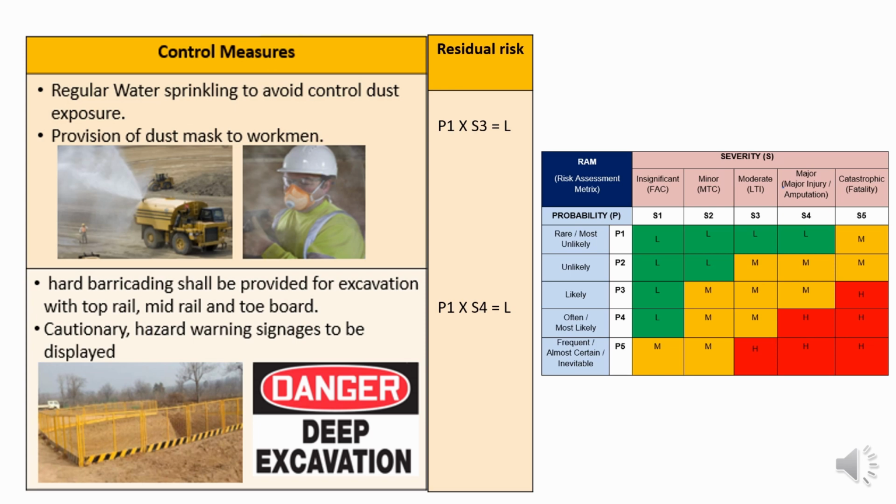with application of the risk assessment matrix. In the second case, where the open excavation edges were there, hard barricading shall be provided for excavation with top rail, mid rail and top board. The second control is cautionary hazard warning signages to be displayed. By application of these controls in open excavated edges, the likelihood has been reduced to P1 and the severity is S4. Now the total number gives us low risk. It means we have reduced the likelihood and we are able to bring down the risk level as low as reasonably practicable, which is low risk.